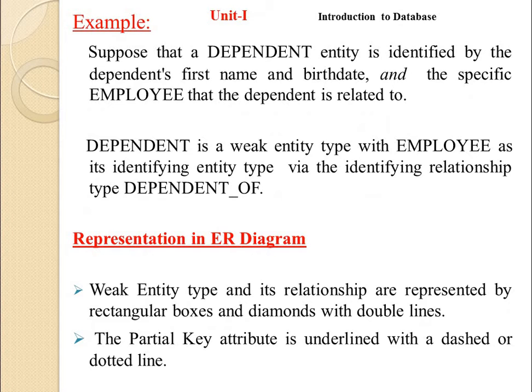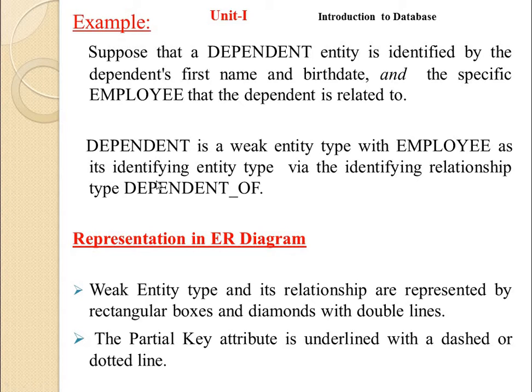Now let us discuss the concept with the help of an example. Suppose that a dependent entity is identified by the dependent's first name and birth date, and the specific employee that the dependent is related to. So what are we considering? We are considering that the dependent entity is identified by the dependent's first name, birth date, and the specific employee that the dependent is related to. Dependent therefore becomes a weak entity.